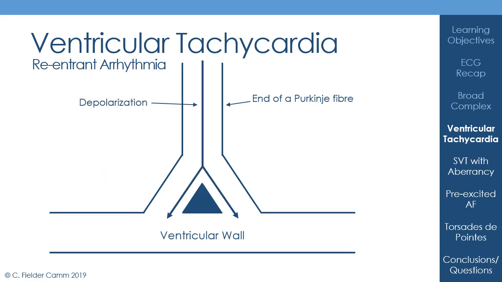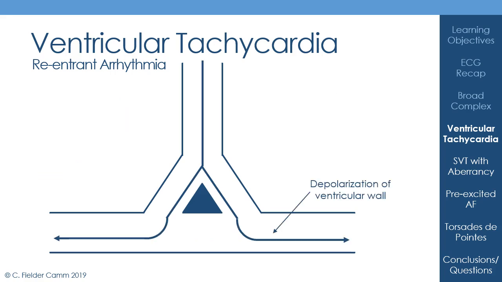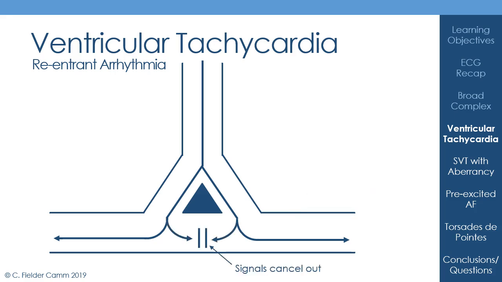And so you get a depolarization going down, and this is in normal tissue. It goes down each pathway, and then it depolarizes the ventricular wall. And the signals come together to cancel one another out.